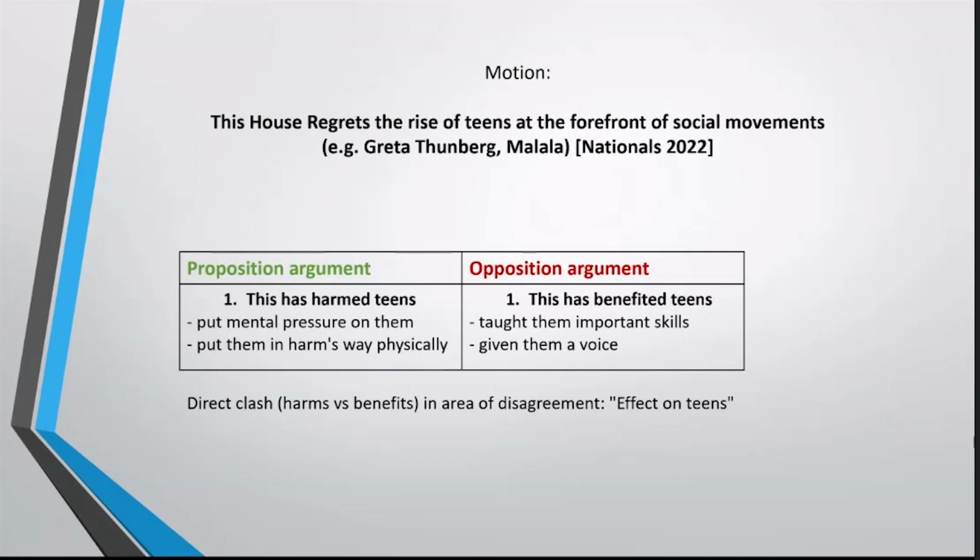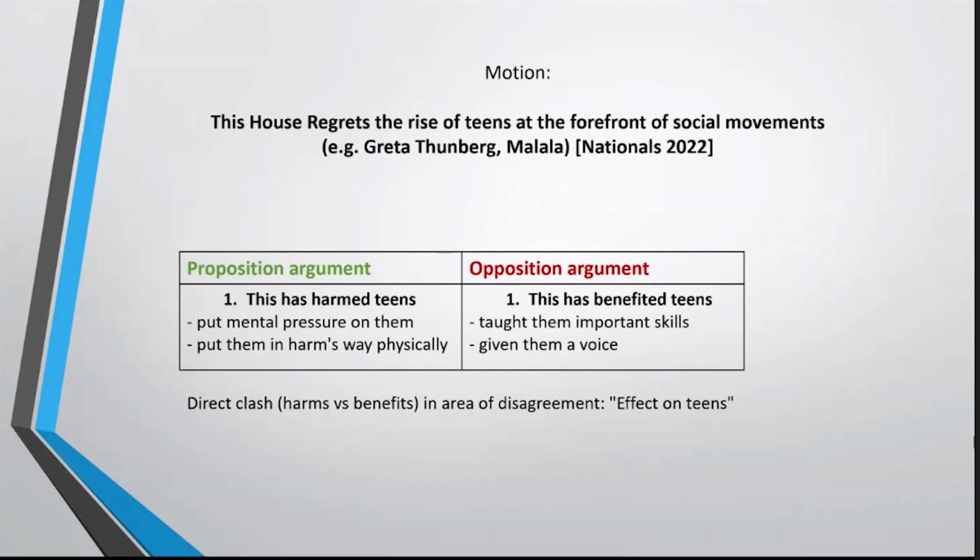For example, if we had the motion, "This House regrets the rise of teens at the forefront of social movements," for example, Greta Thunberg or Malala, which is actually a motion that Best gave us in Nationals 2022, the proposition might make the argument that this has harmed teens by putting mental pressure on them or putting them in harm's way physically, while the opposition might make the argument that this has benefited teens by teaching them important skills and giving them a voice. So this is what I would call a direct clash.